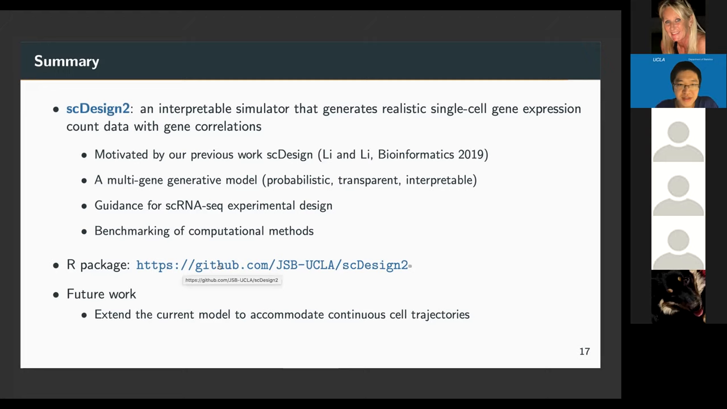And the future work will be that we want to extend the current model to accommodate continuous cell trajectories, because currently we can only fit one model for the different cell types, but we cannot do cell trajectory. So we want to do that in the future.